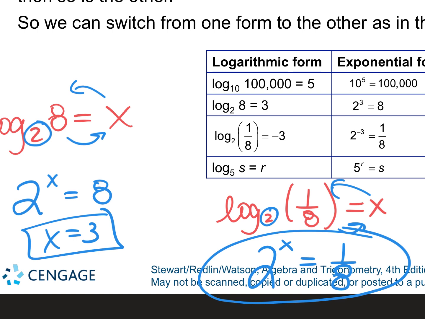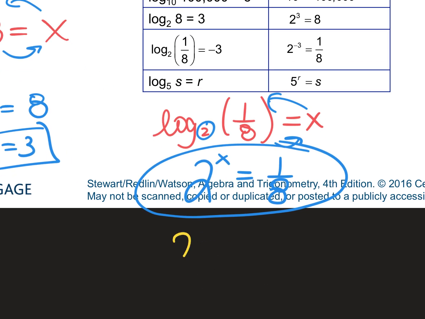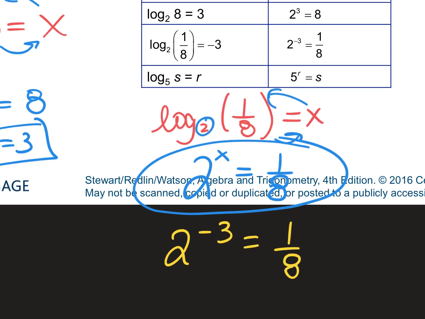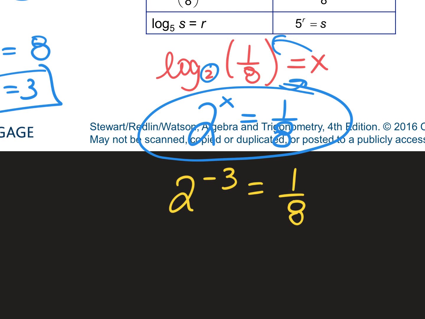But what kind of an exponent gives me a fractional answer, a negative, right? This would be 2 to the negative third power equals 1 over 8. Because think about it. How would you make that negative 3 positive? Bring it to the bottom. It would be 1 over 2 to the third, and that's where we get 1/8.